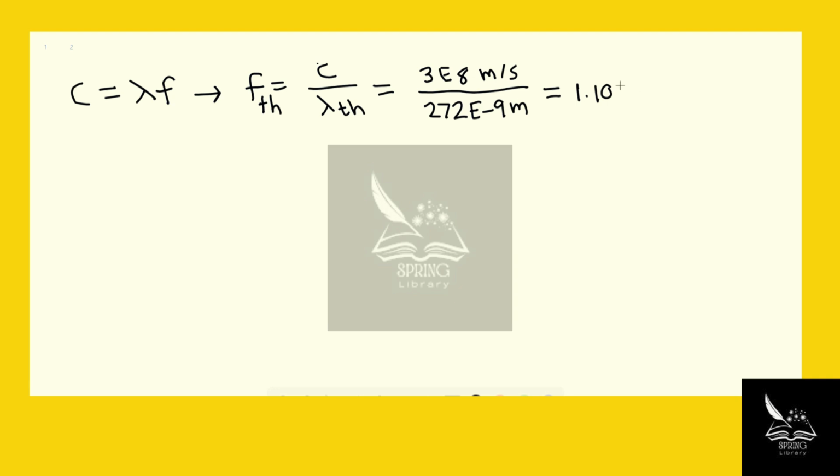F threshold is simply the speed of light divided by lambda threshold, which numerically would be 3 times 10 to the 8 meters per second, divided by our wavelength, which is given to us to be 272 e to the negative 9 meters. Thus, our frequency will be 1.10 e to the 15 hertz.